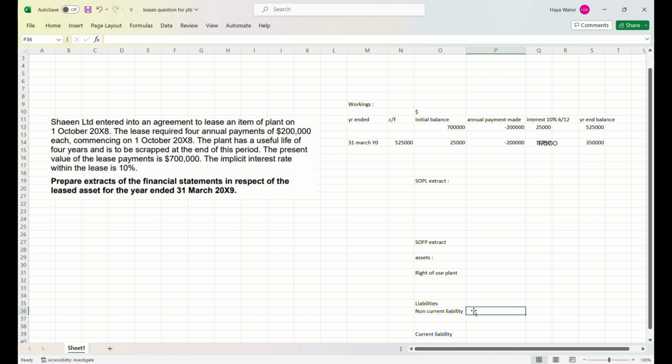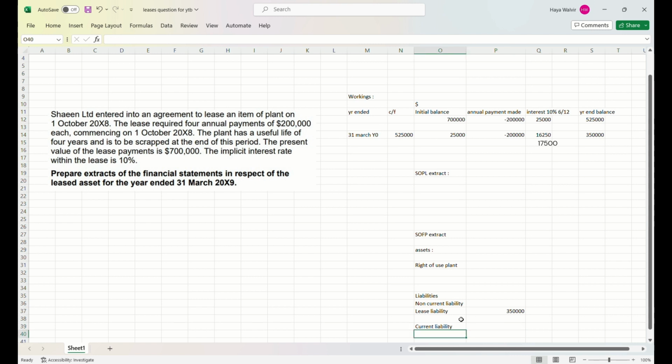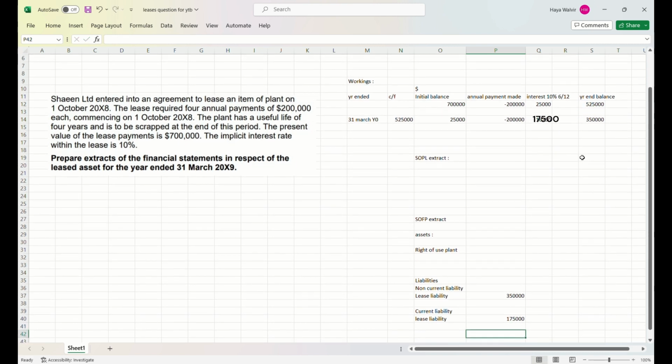I'm going to write it here. Lease liability, which is equal to 3,50,456, and current liability for lease liability will be this balance, simply the year-end balance minus this non-current liability which we just calculated, because obviously this balance minus non-current liability will be current liability. The remaining balance will be current, of course, for what we have to pay this year. So that's equal to 1,75,000.